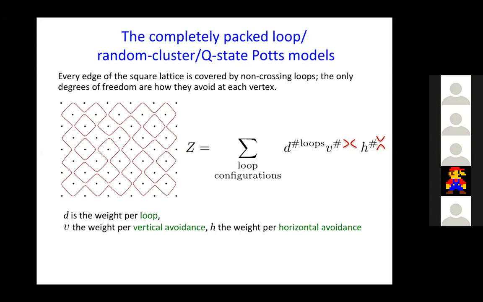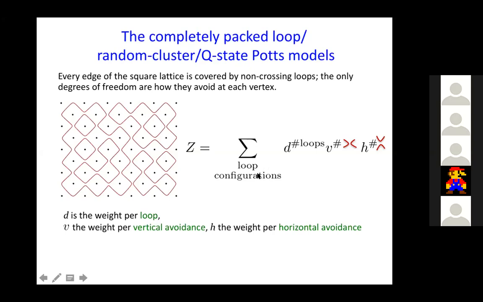So anyway, here are the models that I just gave a historical introduction to. Let's be precise. Say it's a completely packed loop model. That means on every edge of some lattice, I drew the square because it's easiest, I draw a loop, and that's what these lines are. And at every vertex of this lattice, the loops avoid each other in one of the two directions. I put these dots in there just to orient you, but that's just the dual lattice.